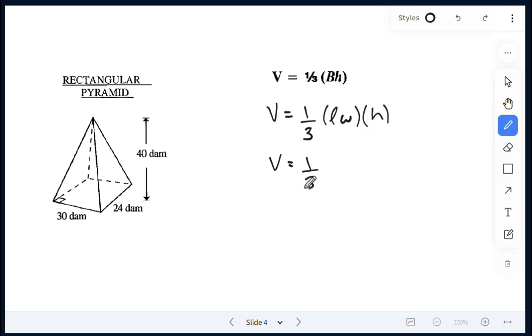All right, so now we can go ahead and substitute in all the values. So 30 times 24 times 40. All right, so again, it's all just being multiplied together. 1/3 times 30 times 24 times 40, and you should get 9,600 decameters cubed.